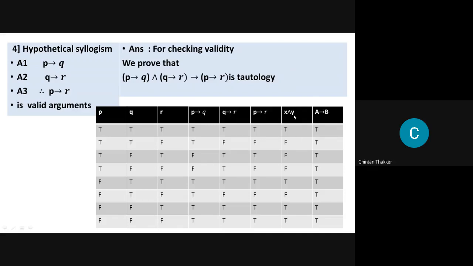So we have X and Y here. Then this is B, the conclusion. So the final statement is A implies B. This we denote by A. Okay, so here A implies B is all T, so this is a valid argument.